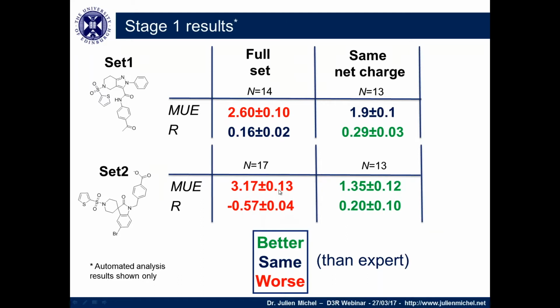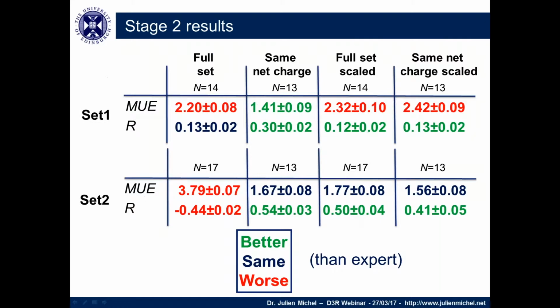Set 2 contains multiple compounds with different net charge, and that also significantly messes up the free energy predictions. But if you do your calculation on the same net charge group, the mean error drops considerably, and there is a little bit of correlation, although it's a very low R value.